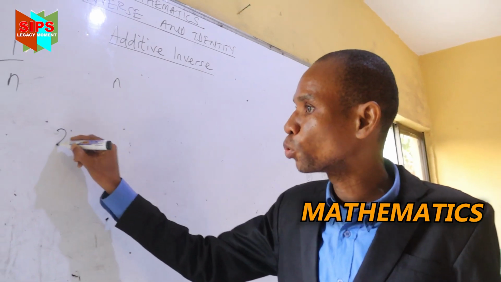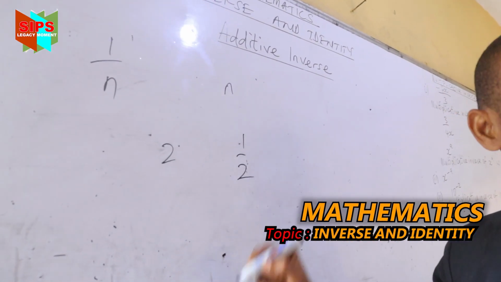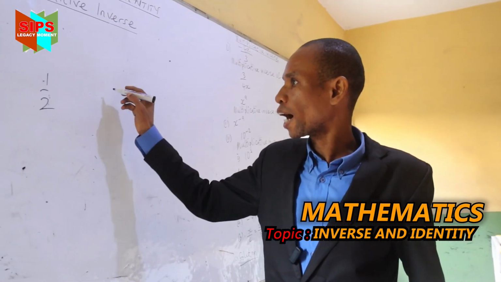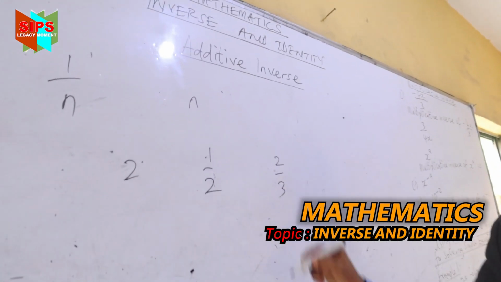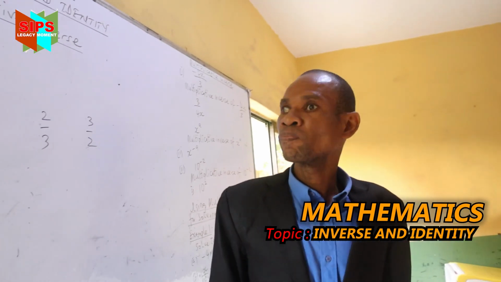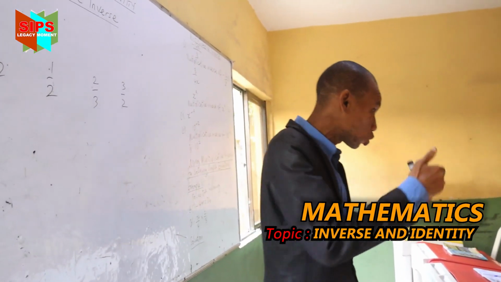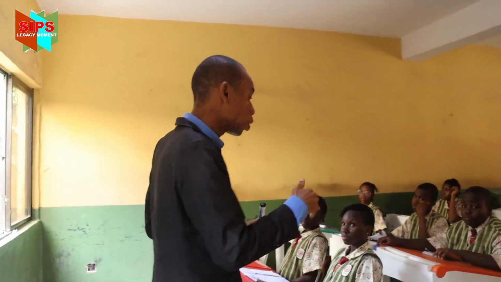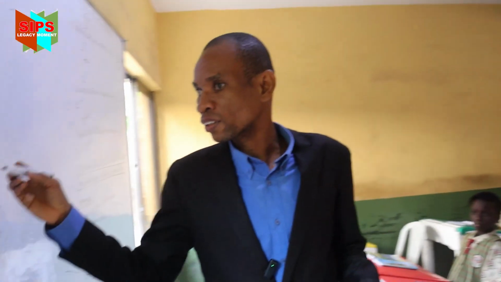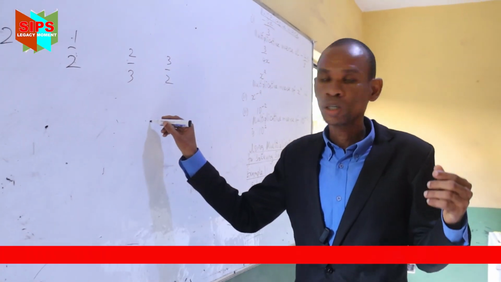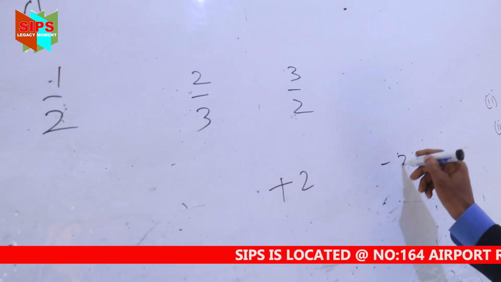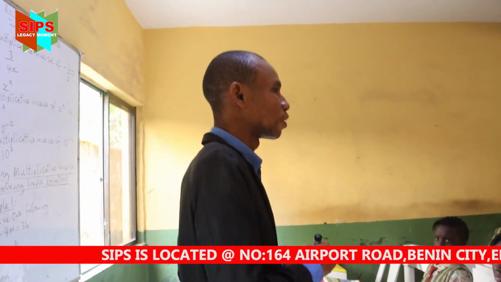Alright? The inverse of 2 is the same as 1 all over 2. So the reciprocal of 2 is 1 all over 2. But the reciprocal of 2 over 3 is the same as 3 over 2. Inverse can also be the opposite in the sense that I'm dealing with a sign. For instance, the inverse of plus 2 is the same as minus 2. Minus 2 in the sense that I'm talking about the additive inverse.